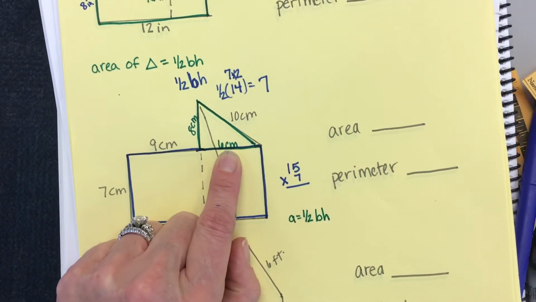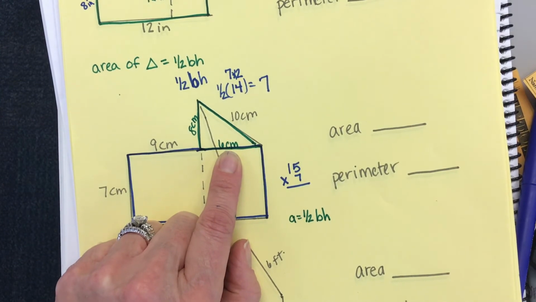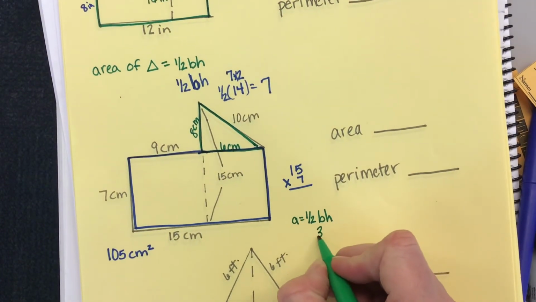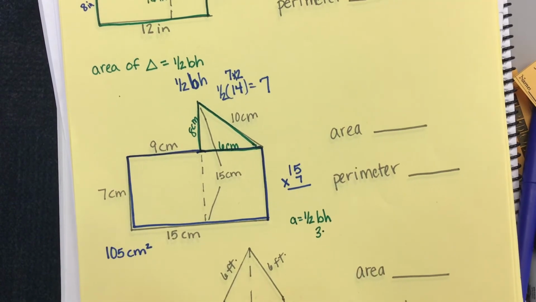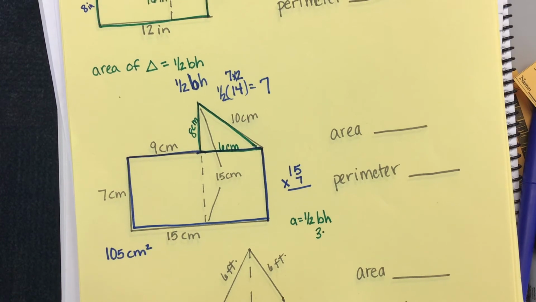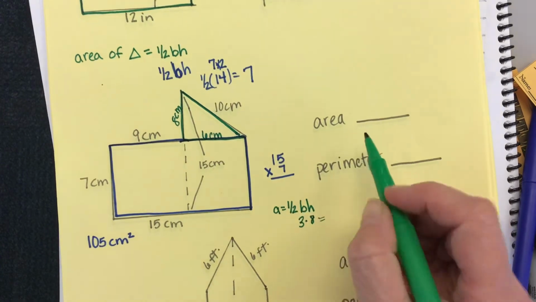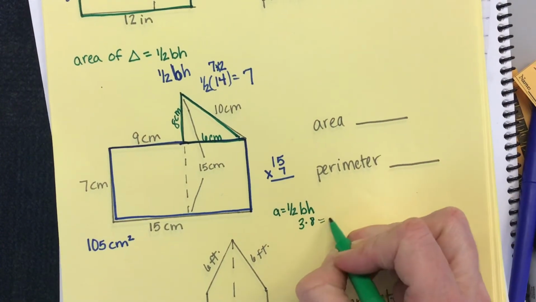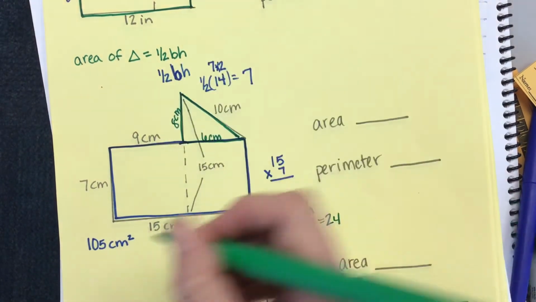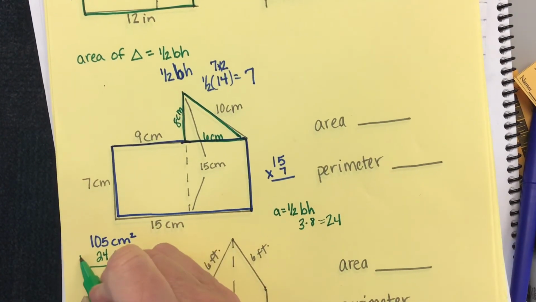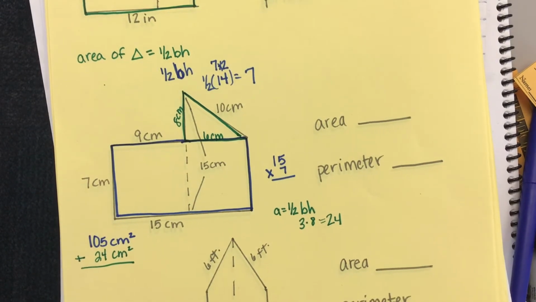What's half the base? AJ, what's half the base? 3 times the height, which is what? What's the height, AJ? 8. So what is 1/2 the base times the height equals what? Landon? 24. What's your unit? Centimeters squared. Add them together. What's your area of that shape?